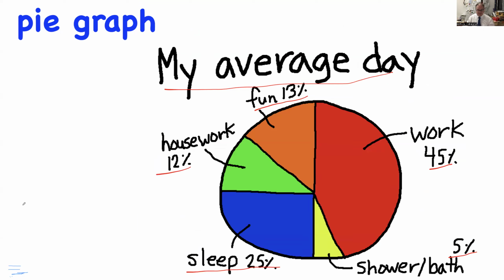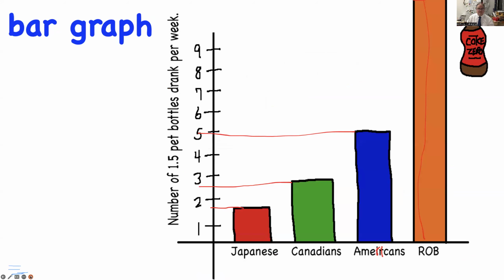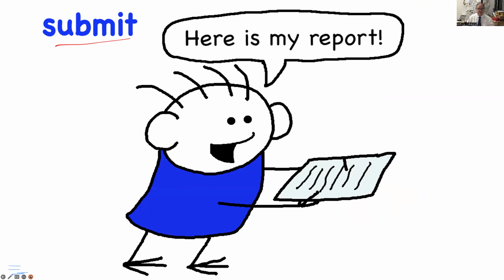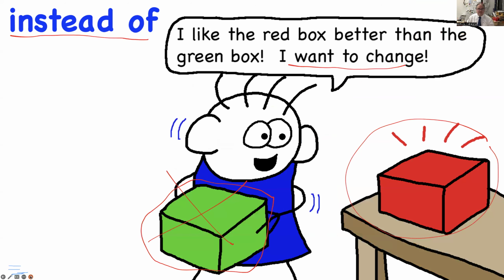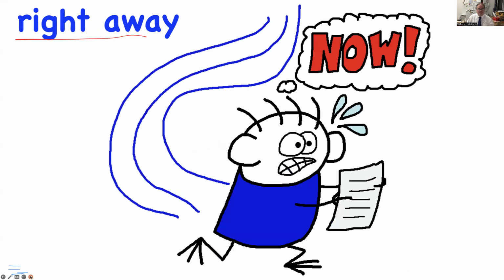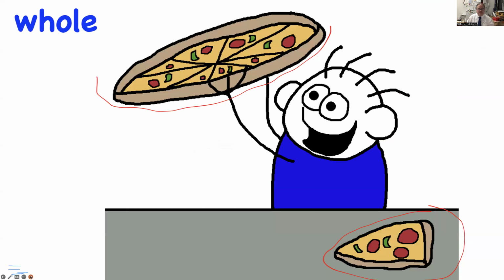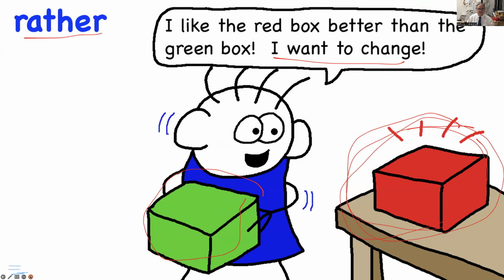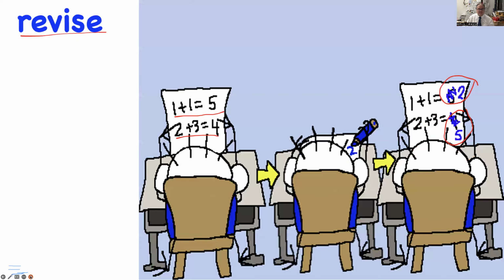Unit 6. Could you take a look at this slide? Here we go. Pie chart, bar graph, compare, submit, instead of, right away, whole, suited, rather, revise.